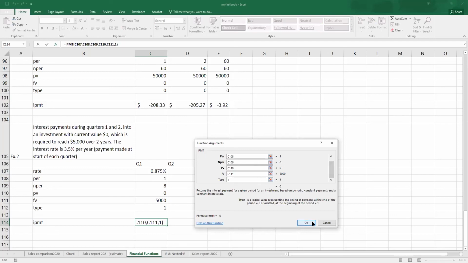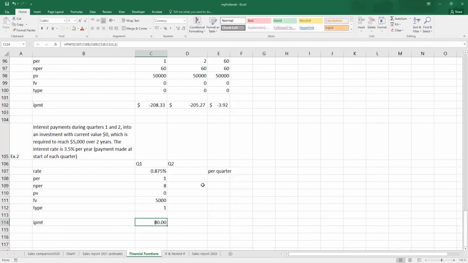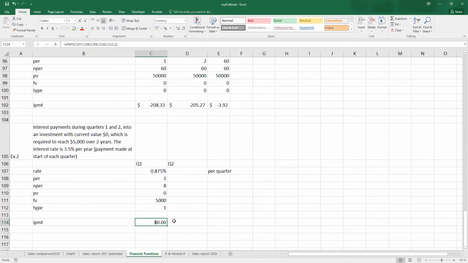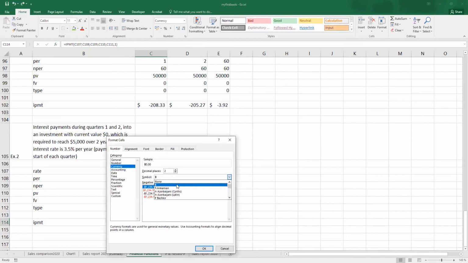It's different from the previous function in that we don't need to enter the guess value in this one. When you just put here it's 0, it's 0 because it is the first period of time, sorry, this one, the first quarter.